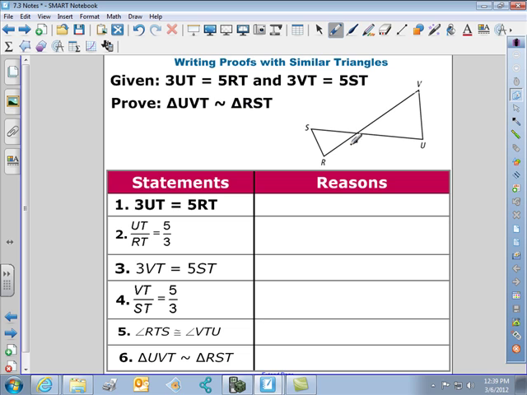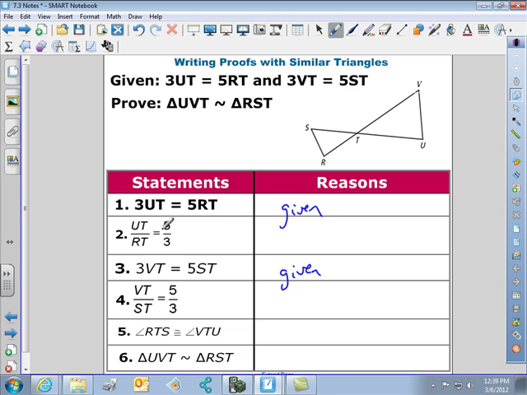We're going to prove that this triangle UVT is similar to RST. What we know, and what we're given up here, is that 3UT is equal to 5RT. Okay? Down here, I'm going to find the other given information, which is this third step, so I'm going to go ahead and fill in the given information here.